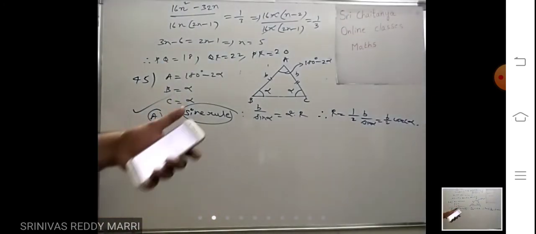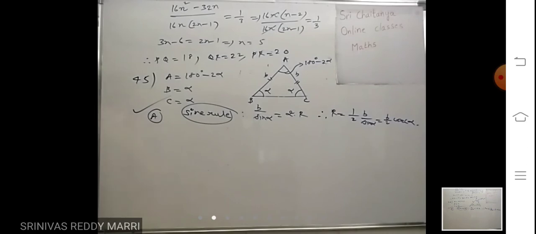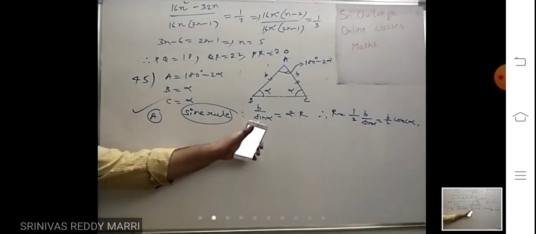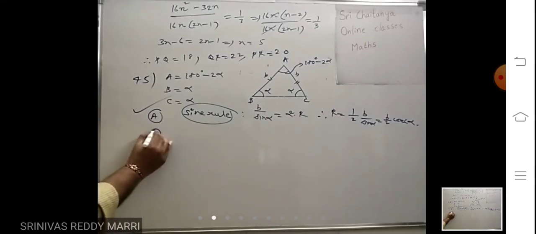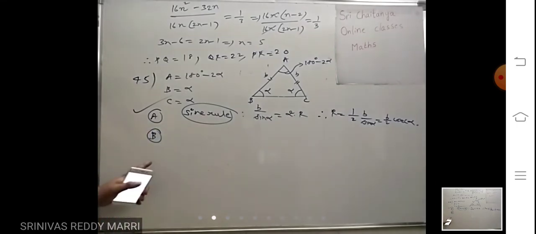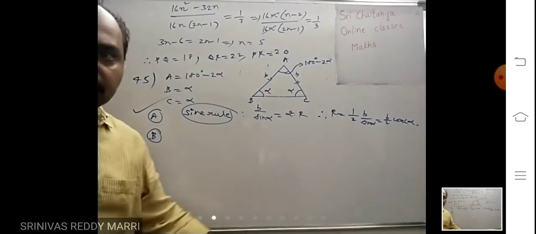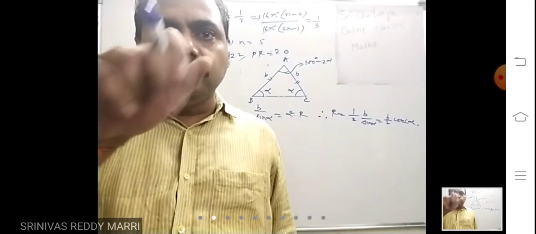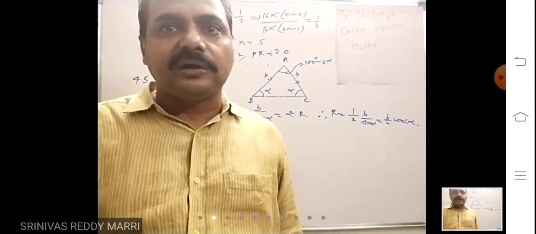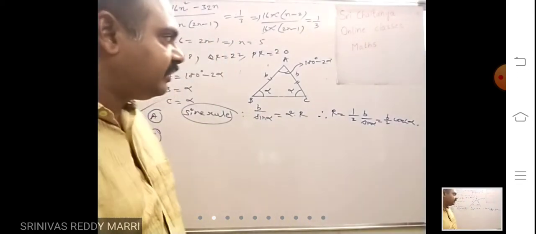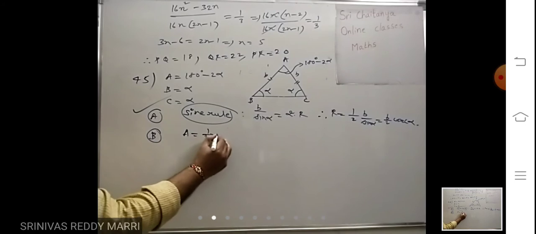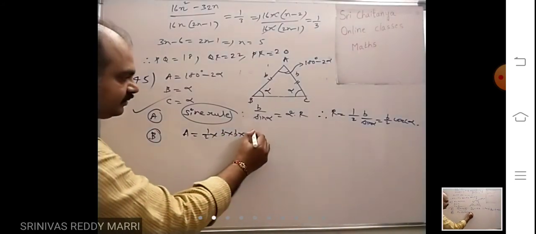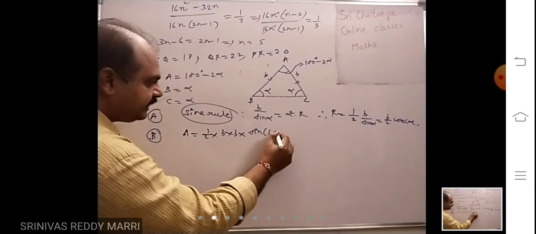So it is a direct problem. If one side and the opposite angle are known, the side divided by the sine of the opposite angle is 2 into the circumradius, and that gives the circumradius. Next, option B asks to calculate the area of triangle ABC. What is the basic formula for the area of a triangle? If you know two sides and the included angle, it is half into the product of the sides into the sine of the included angle. So delta is half into the product of the sides into the sine of the angle between them.